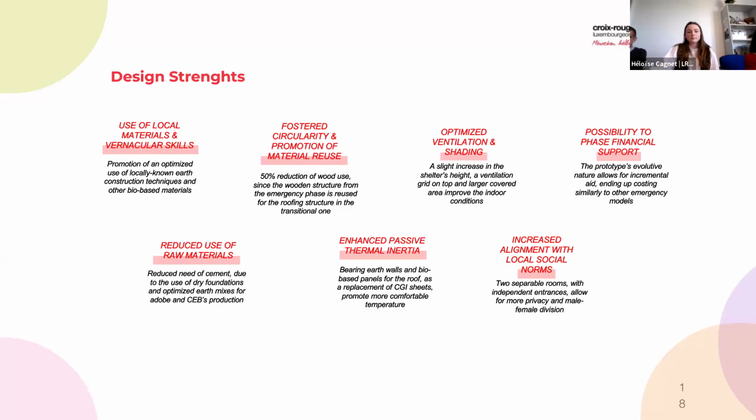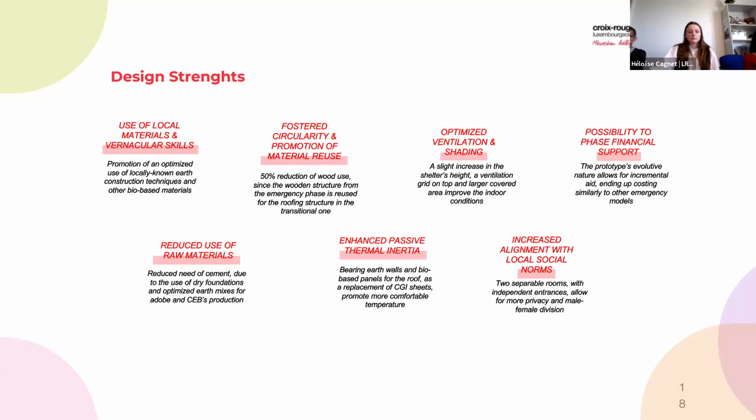So using such a prototype that is designed already considering the capacities that we have locally can also have a more long-lasting, positive impact on other areas of society, meaning local markets, creating livelihoods for the host community and also for the refugees. It also fosters circularity and promotes material reuse, because I didn't mention, but we only use 50% of the wood that other standard models use in this region, because we tested dry foundations.